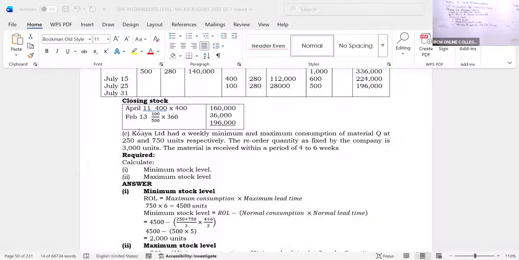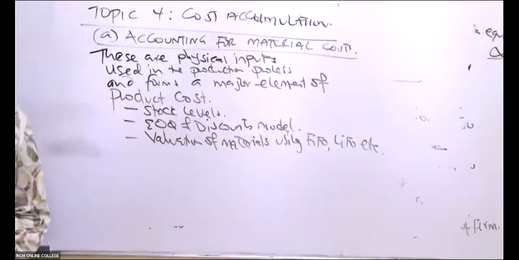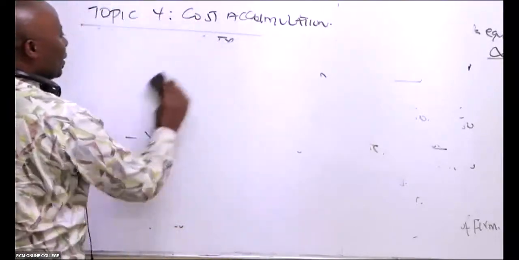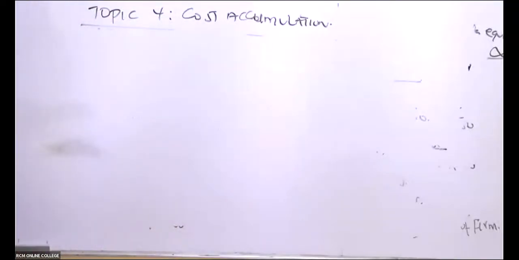So you're told here, CoLL Limited had a weekly minimum and maximum consumption of material Q at 250 and 750 units, respectively. The reorder quantity as fixed by the company is 3,000 units. The material is received within a period of 4 to 6 weeks. They want us to do stock leveling. There is no way you can ever do stock level calculations without getting what we call the ROL. So the first thing you need to do is compute the reorder level.